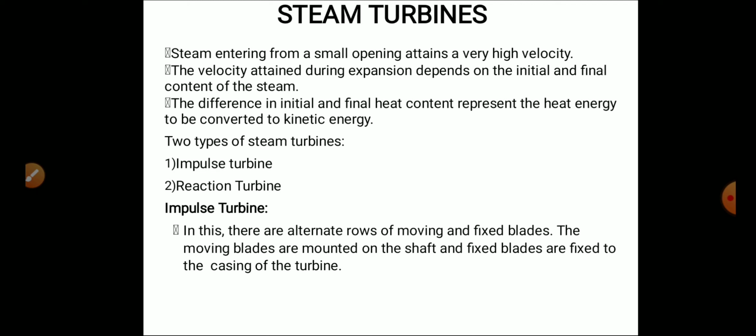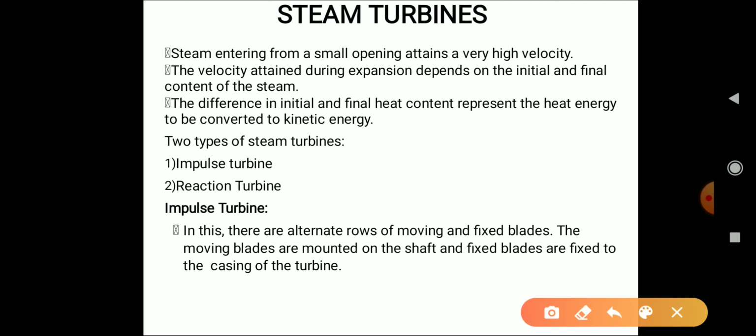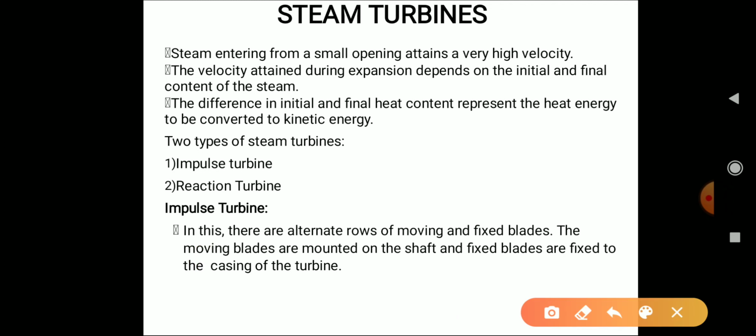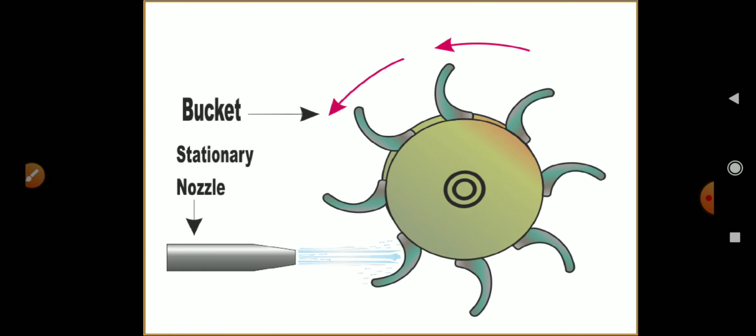There are two types of steam turbines. One is the impulse turbine and the second is the reaction turbine. Impulse turbine: in this turbine there are alternate rows of moving and fixed blades. The moving blades are mounted on the shaft and the fixed blades are fixed to the casing of the turbine. You can see this.